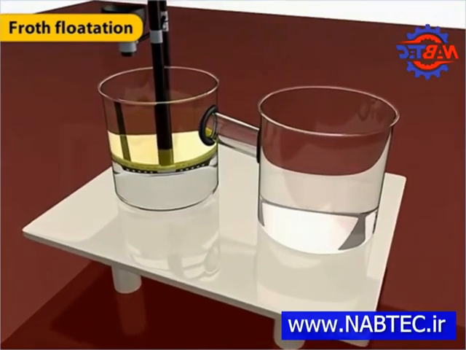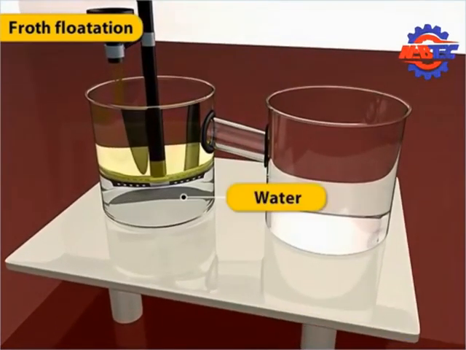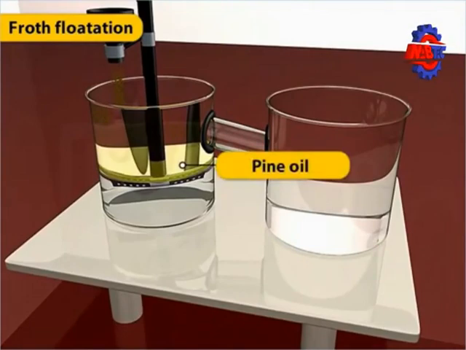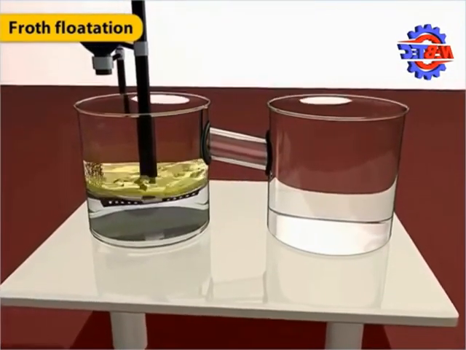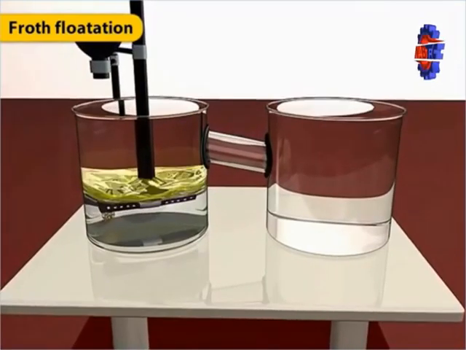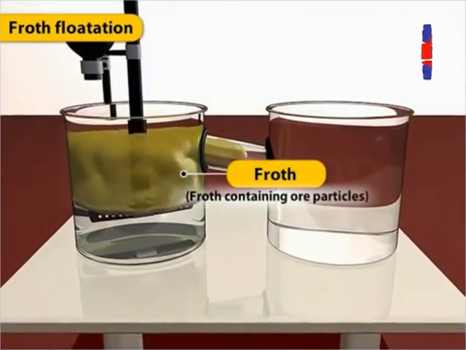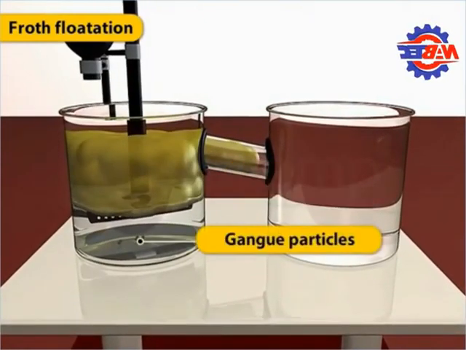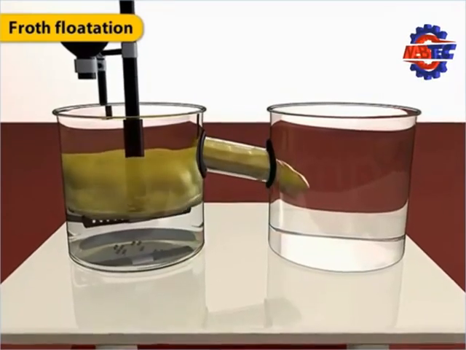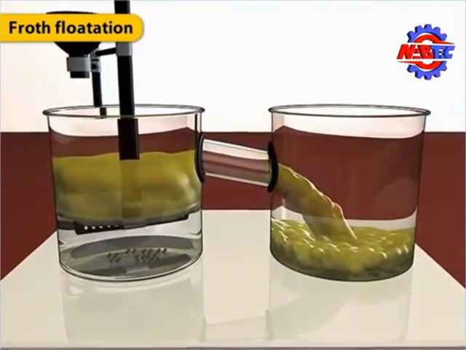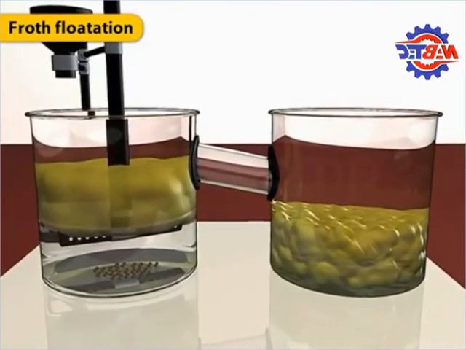In the froth flotation method, the powdered ore is mixed with water and a small amount of fine oil. The resulting mixture is then agitated by blowing compressed air through it. The oil in the mixture forms froth with the air. The froth rises up to the surface containing the ore particles. The gangue particles, on the other hand, settle down in water. Froth is then collected in another container where it is washed and dried to obtain the concentrated ore.